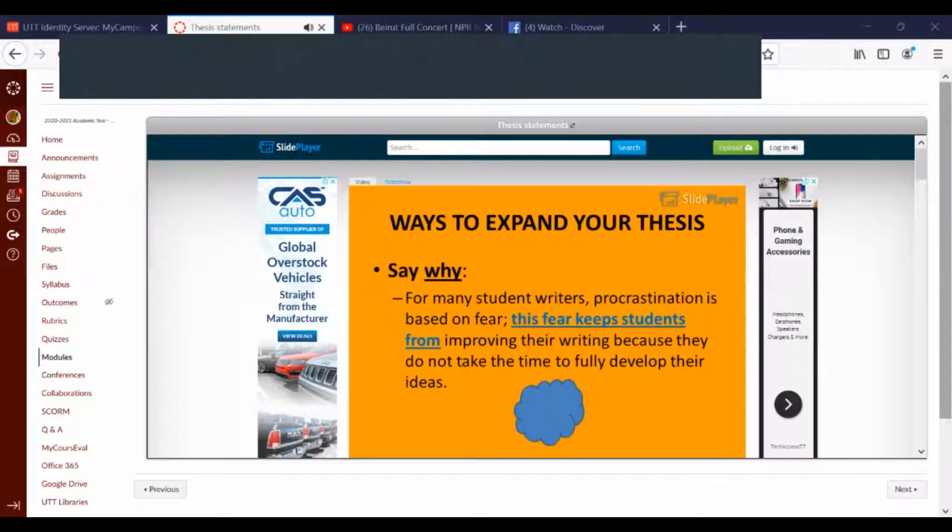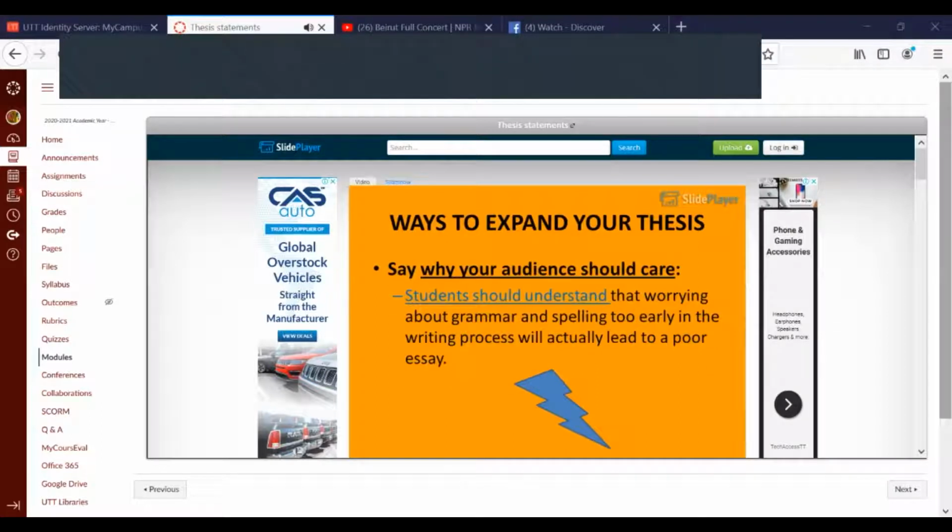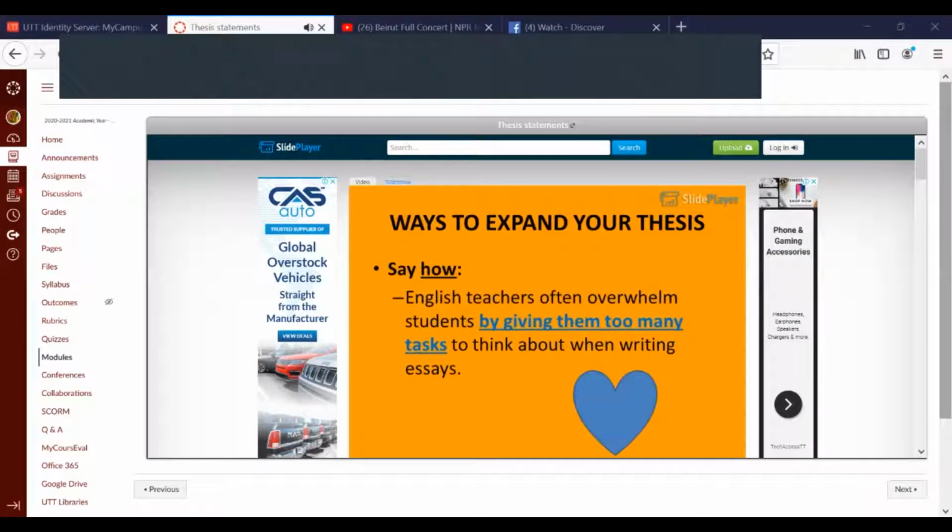Say why. For many student writers, procrastination is based on fear. This fear keeps students from improving their writing because they do not take the time to fully develop their ideas. Ways to expand your thesis. Say why your audience should care. Students should understand that worrying about grammar and spelling too early in the writing process will actually lead to a poor essay. Ways to expand your thesis. Say how. English teachers often overwhelm students by giving them too many tasks to think about when writing essays.